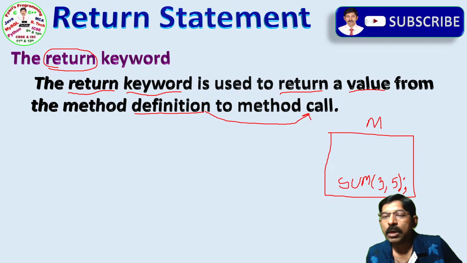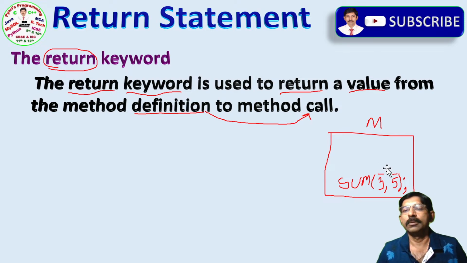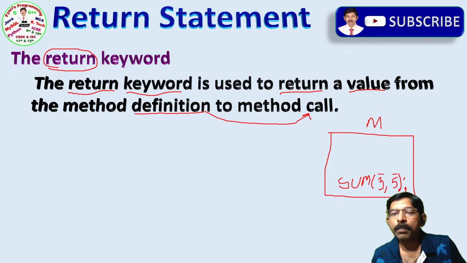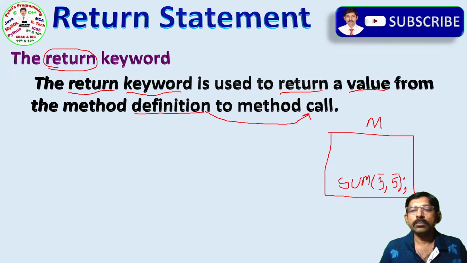Sir, can you repeat the question? So my question is that here I am asking what this 3 and 5 is called. The 3 and 5 is called actual parameter. Okay.